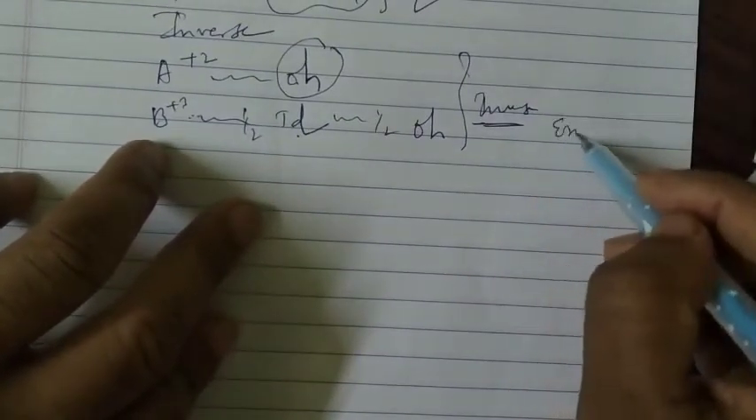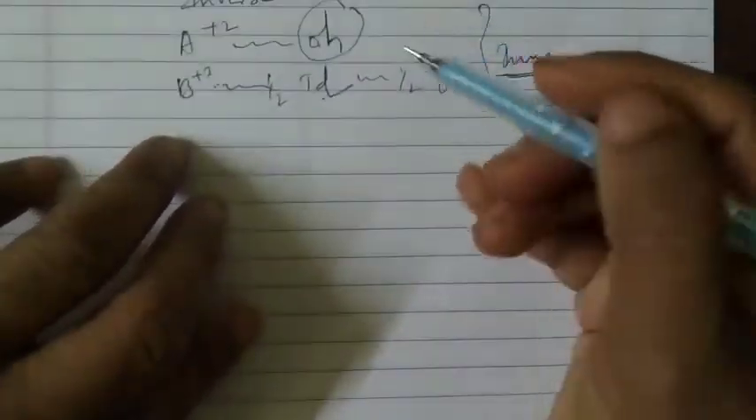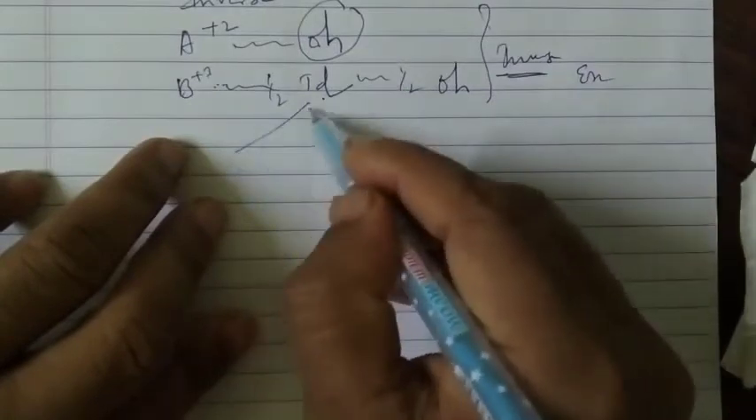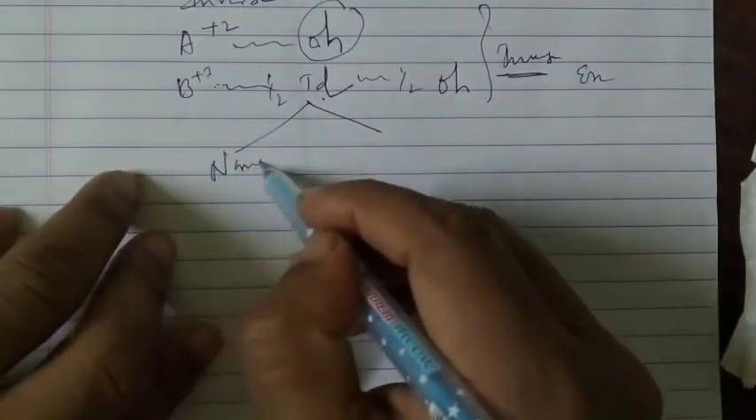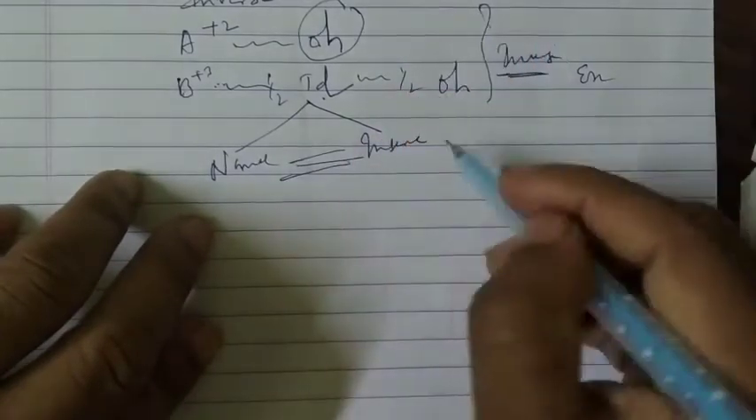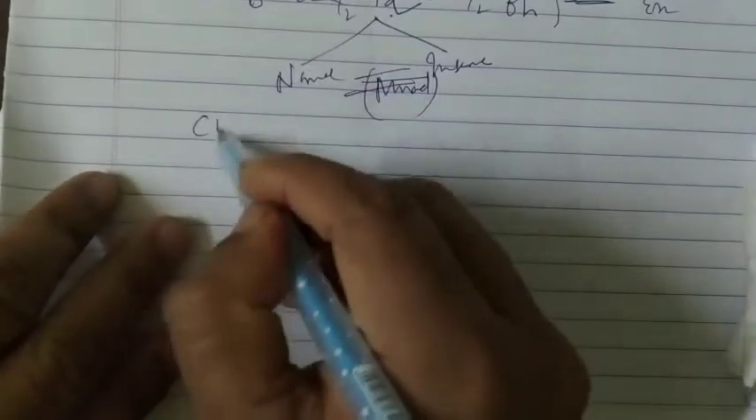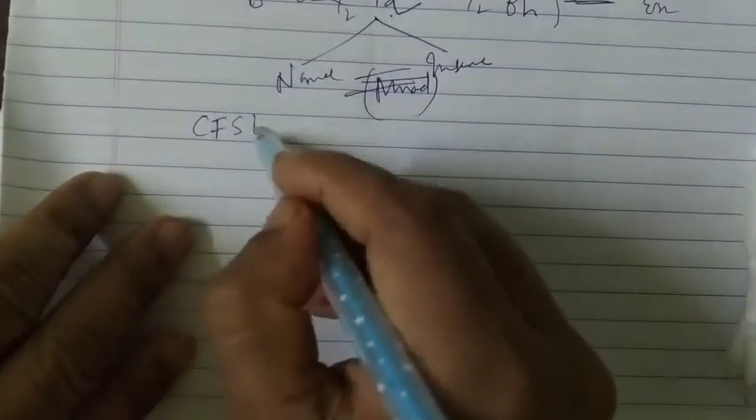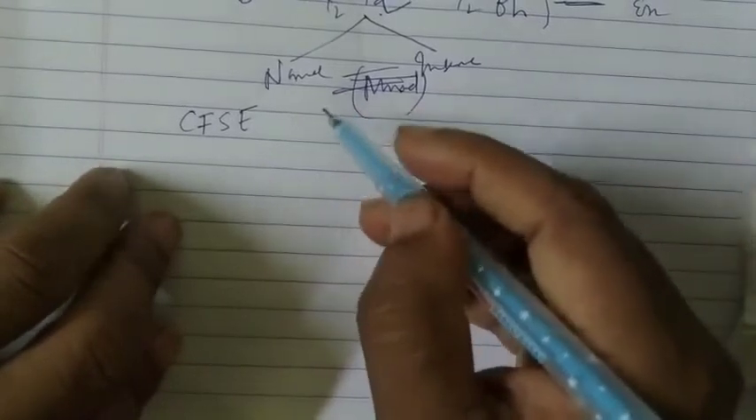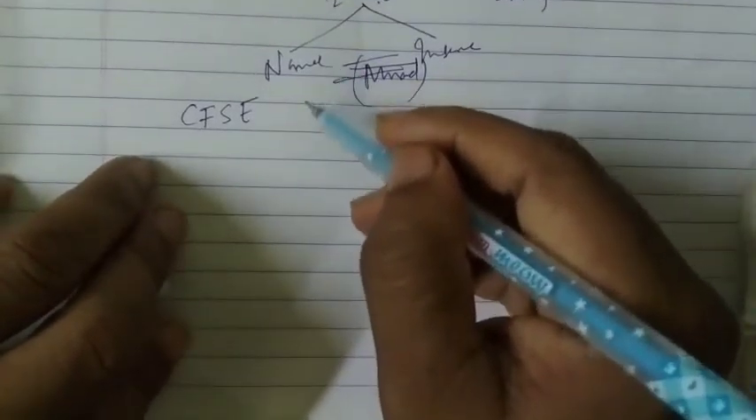When we learn with examples, we will definitely come to understand this. Now the mixed spinel: when both normal and inverse spinel conditions are seen in one crystal, then we call it a mixed spinel. These three types of spinels, normal, inverse and mixed, can also be determined with the help of CFSE, that is the crystal field stabilization energy. This you should remember.